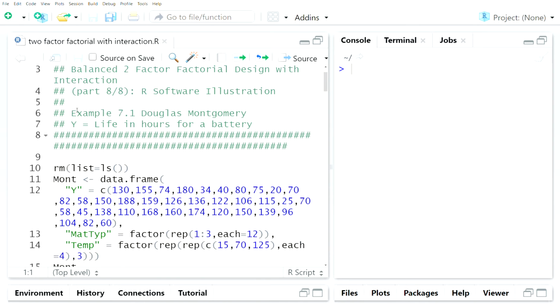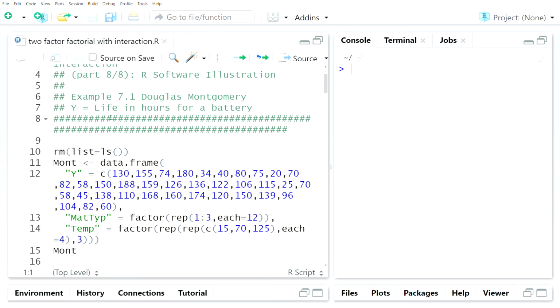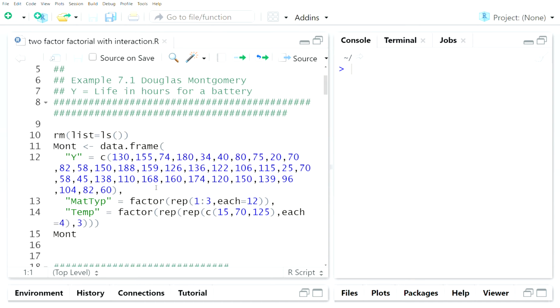We're going to illustrate it with an example from the Douglas Montgomery book on design of experiments, and it's example 7.1 where they look at the life in hours of a battery. The battery is used in a device, and the device can be used in extreme temperatures, cold and heat, measured in Fahrenheit. They're going to try to control for the material type and the temperature, and then look at the battery life.